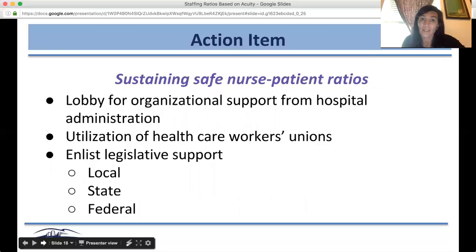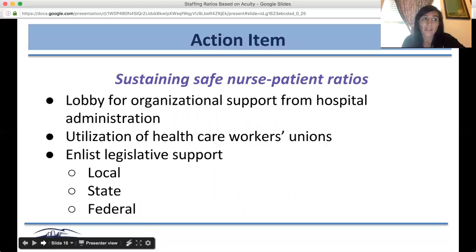Lastly, in the action item is sustaining safe nurse-patient ratios. Lobby for organizational support from hospital administration. Nurses can utilize healthcare worker unions, and then finally enlist legislative support.